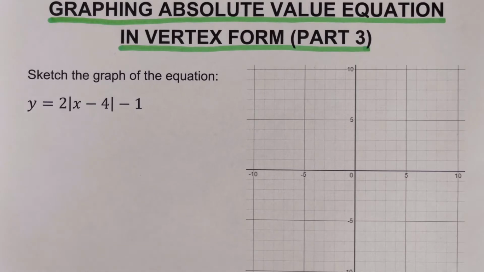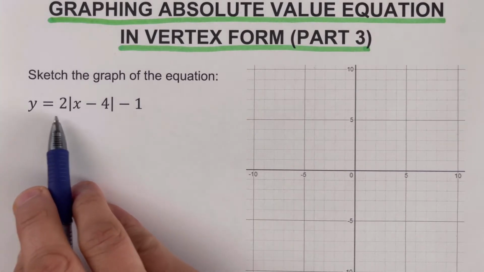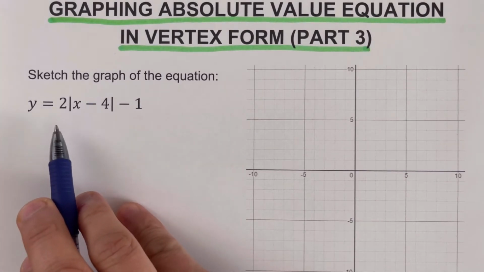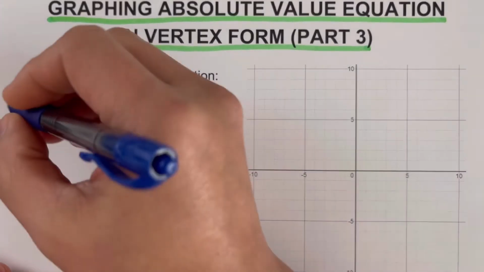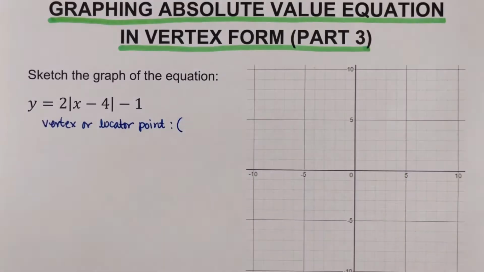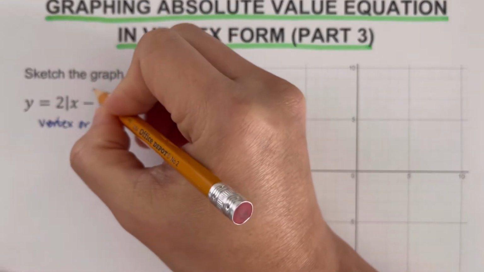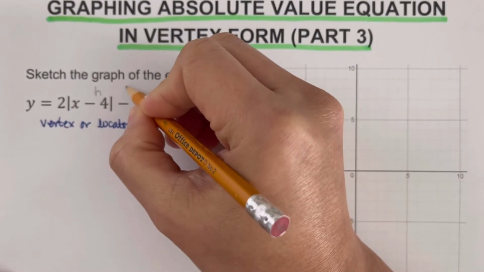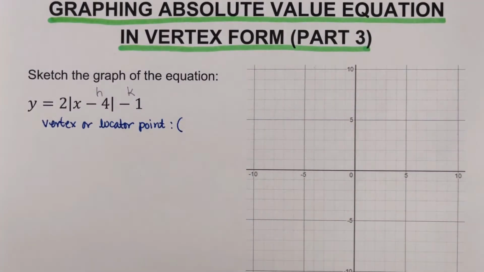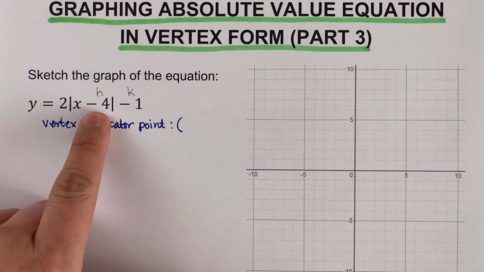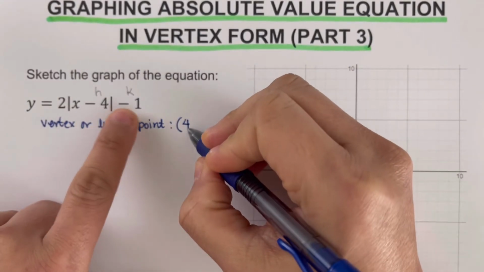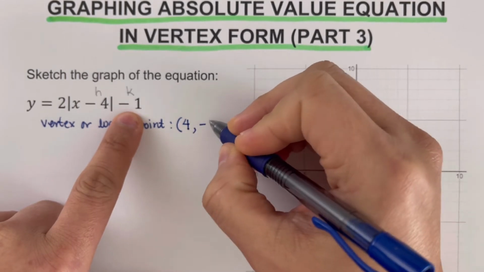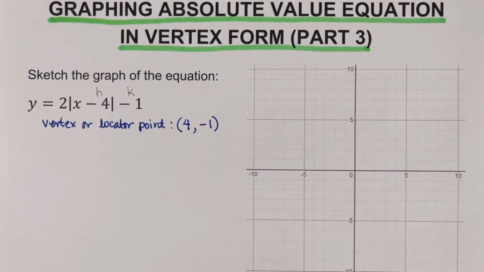Going back to the problem, we're supposed to sketch the graph of this equation. The first step is to determine the vertex, or the locator point. The coordinate of the vertex is h, k. To determine the coordinates, the trick is to switch the sign of this, so that would be a positive 4, and keep the sign of this, that would be a negative 1. So this is where the vertex is going to sit.